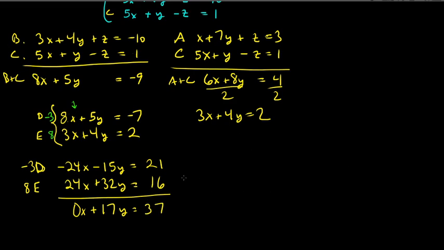That's not good. I mean, look, 37 over 17 is not a nice number. I mean, that might be it, but I kind of doubt it. So I must have done something wrong here. Give me a second and I'll try to find it. Or better yet, you try to find it. But I know I did something wrong somewhere.